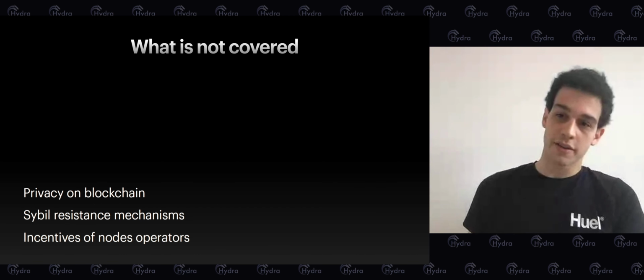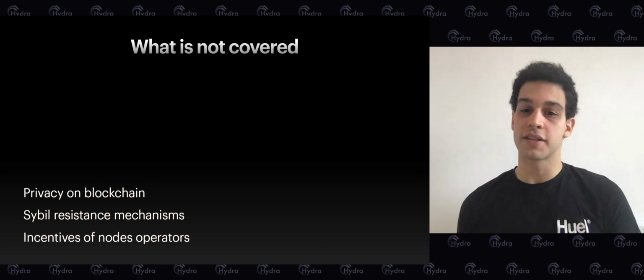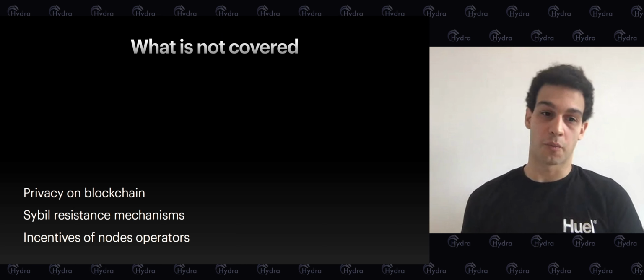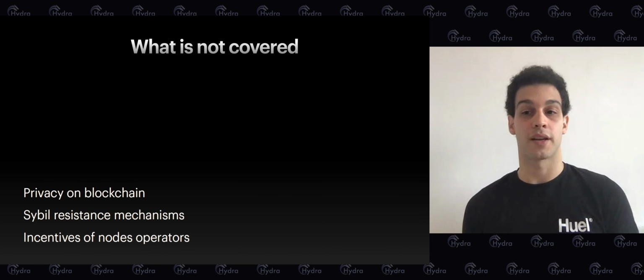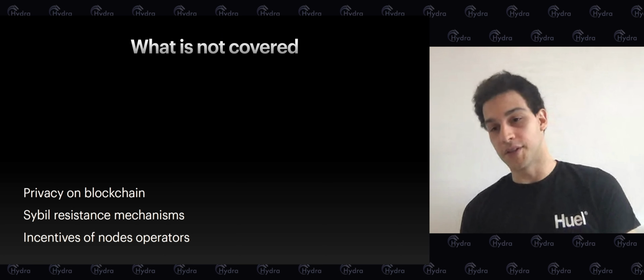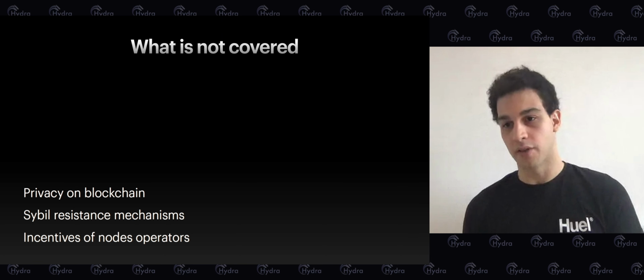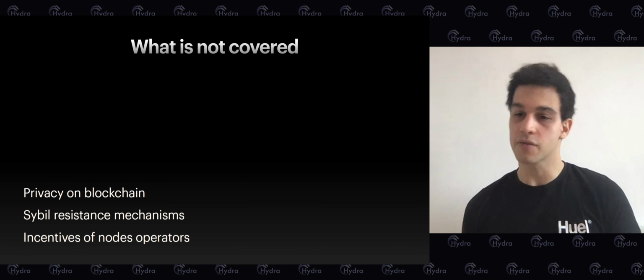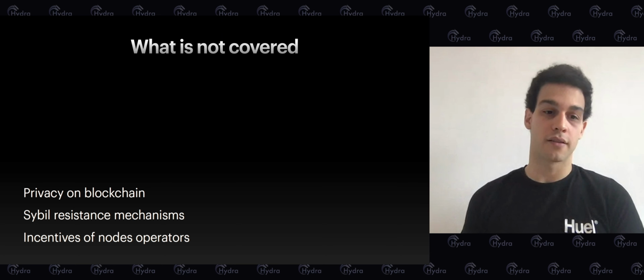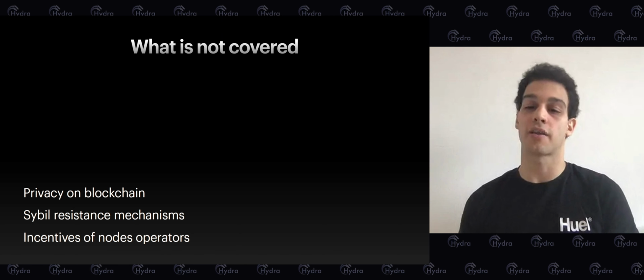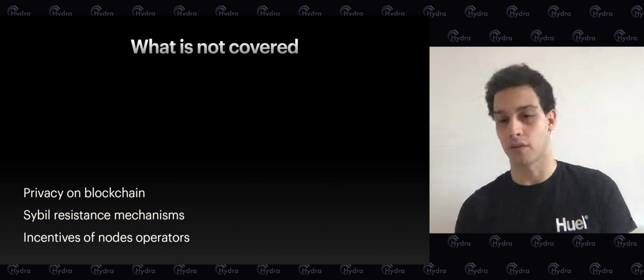So what is not covered? In order to have a fully workable system, there are a bunch of things that are absolutely not included in this talk. The first is privacy on blockchain, because a priori everybody can observe the blockchain and potentially learn about transactions. The second one is the Sybil resistance mechanism, the way we select nodes to participate in the blockchain. Traditional techniques are proof of work or proof of stake. Those are not part of the talk. And the last one is the incentive of node operators. Then, of course, there are other things like governance, which are also not included here.